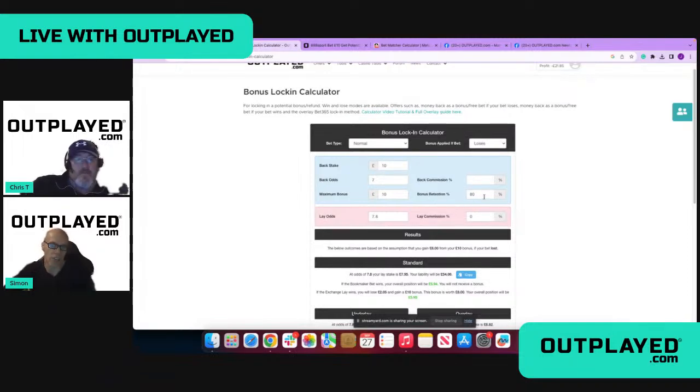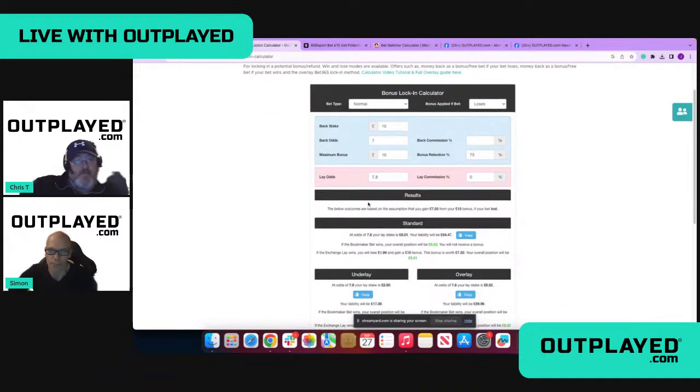So the bonus retention, I would set it to about 80%. That's if you think you could get £8 from your free bet. If you want to be a little bit less optimistic than that, or you're not trying to squeeze that much profit from it, absolutely fine. Just set it to, let's say, 75%. Let's say if you think you can get £7.50 from your £10 free bet. And basically what it does is it tells you, so the results here, it says the below outcomes are based on the assumption that you gain exactly £7.50 from your £10 bonus. £10 bonus is the free bet. So 75% of your £10 bonus is that £7.50 there.